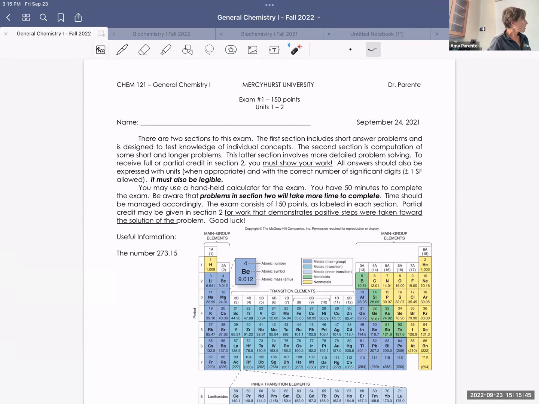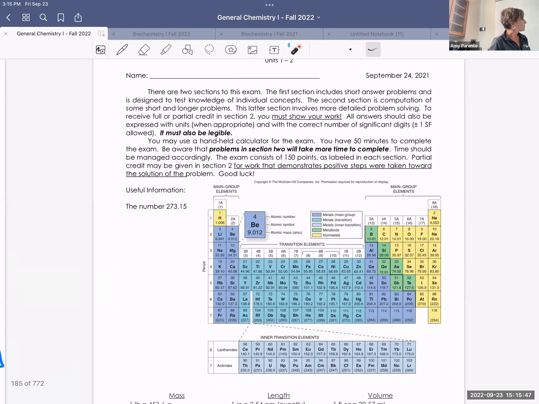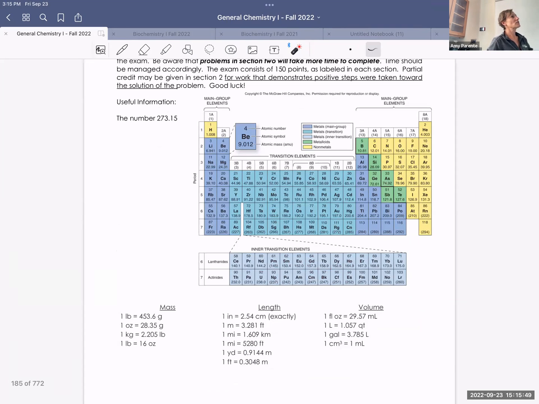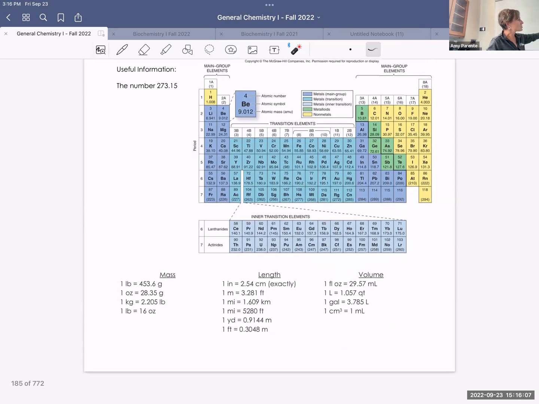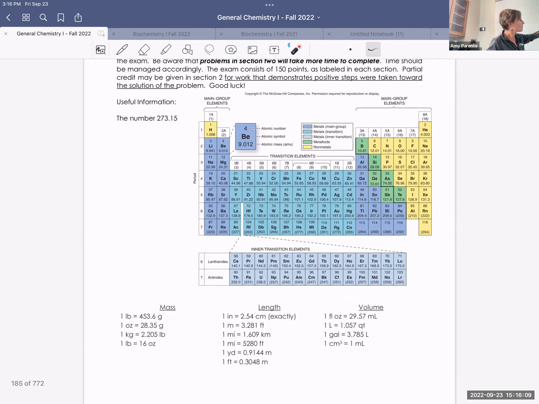The front page of the exam always looks the same. You'll always get a copy of the periodic table with your exam. So the intent is nobody brings in anything with them for the exam. You have this resource. Highlighting too, you have to use a calculator, not a cell phone or anything like that. I will provide one if people forget one, but just make sure you bring a calculator with you for the exam. If there's any additional information that you need, it'll be provided here.